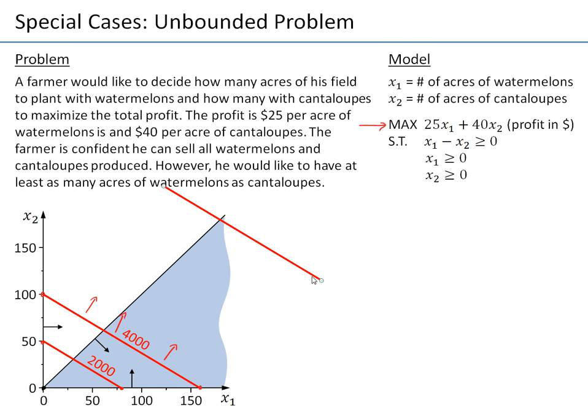So what can we say here? First of all, what we said before is that the feasible region is unbounded.